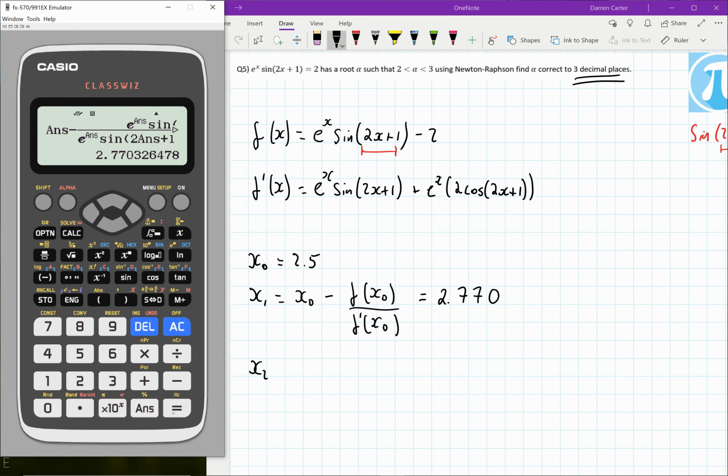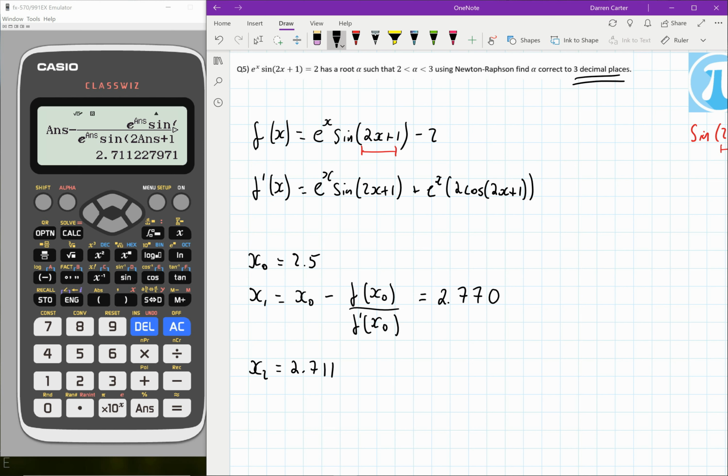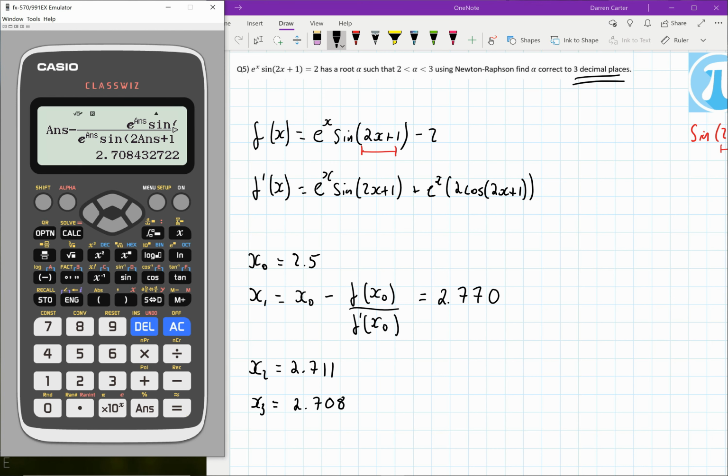So x2, I can just press equals again, and you get 2.711, equals x3 equals 2.708. And that one didn't change at 3 decimal places. It changed further down. If I press equals a bunch of times, I can see that's converged to this value. So I'm happy that my root is 2.708 to 3 decimal places.